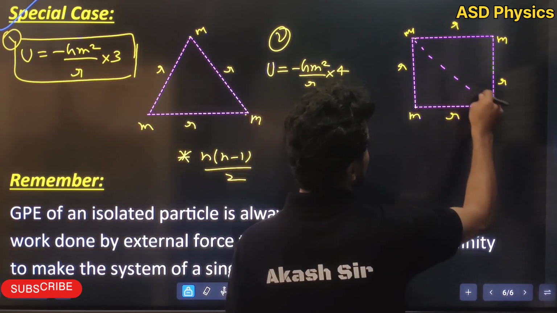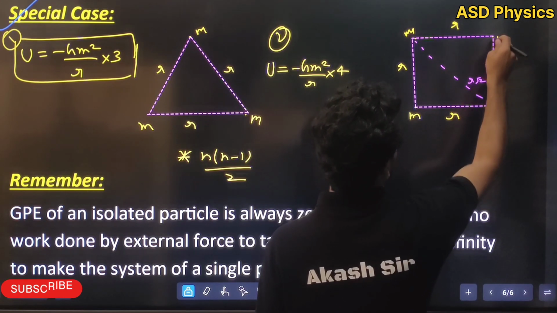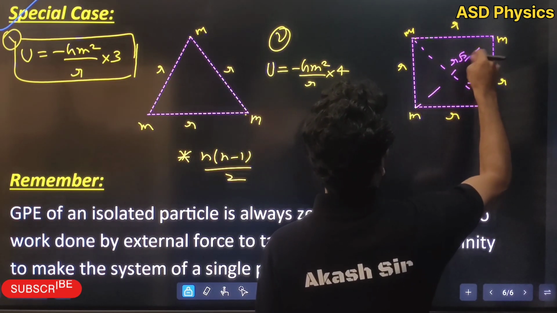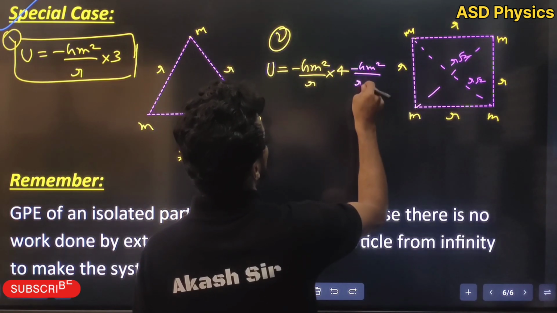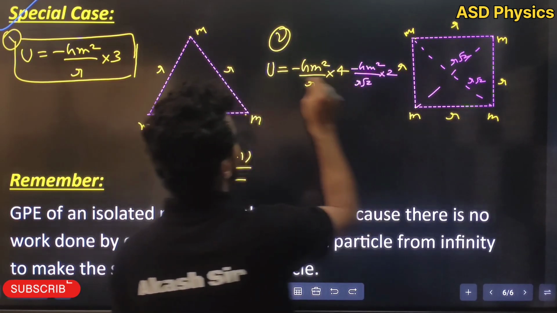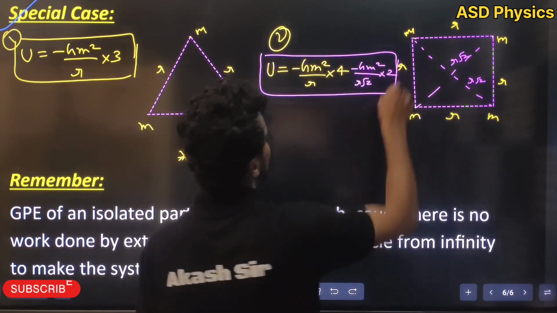Now see this one here, this one here. This distance is R root 2, and this distance is also R root 2. How many pairs? 2 pairs. So minus G M square by R root 2 into 2, and you just simplify this and you will get it.